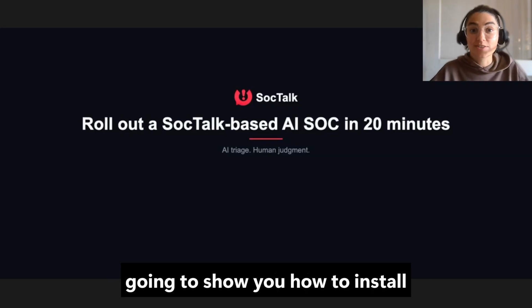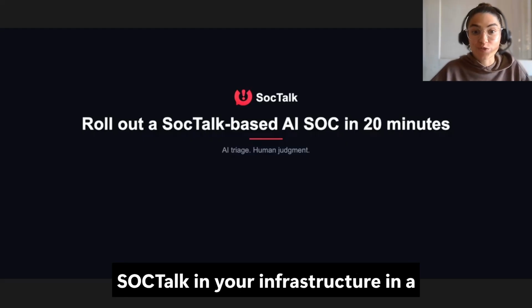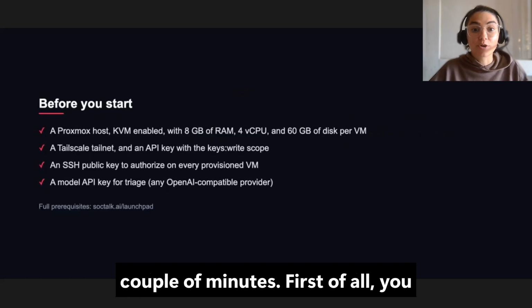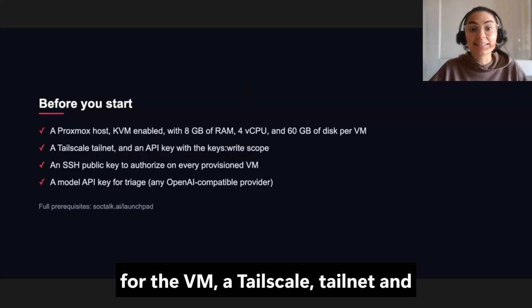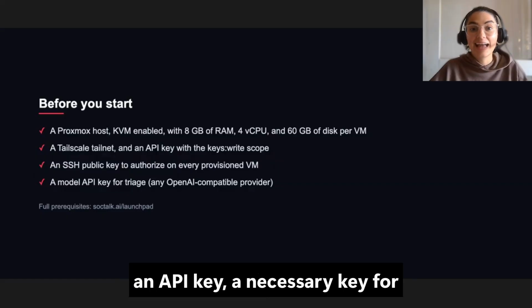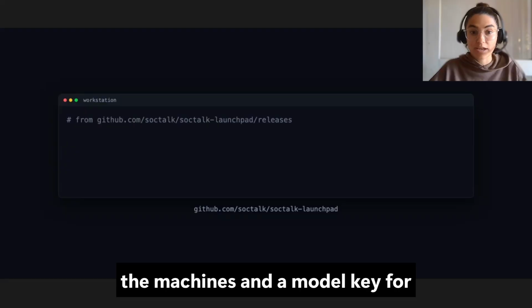Today I'm going to show you how to install SOCTalk in your infrastructure in a couple of minutes. First of all, you need four things: a Proxmox host with room for the VMs, a Tailscale tailnet and an API key, an SSH key for the machines, and a Modal key for triage.